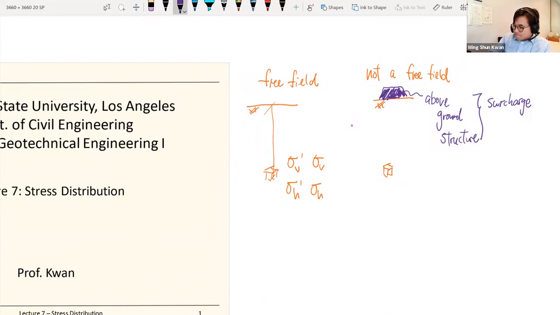The effect of this above ground loading is that it affects the stress distributions in your soil along the depth. So that's what we focus on now. The question is, with the above ground structure, with the surcharge, what has changed in the stress along the depth?